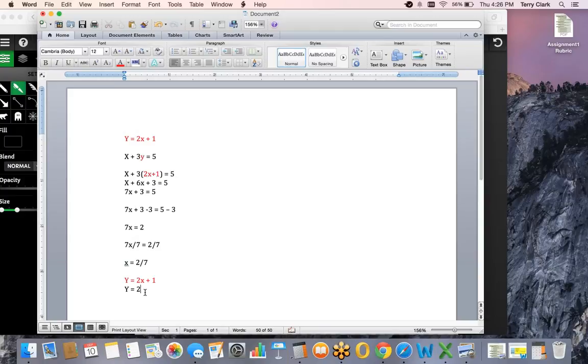equals 2/7 plus 1. And 2 times 2/7 is going to be 4/7 plus 1. Now we know the 1 is going to be converted to 7/7 because you can't add the fractions when the denominators are not alike. So it's going to be equals 4/7.